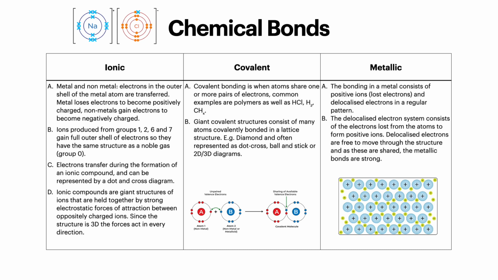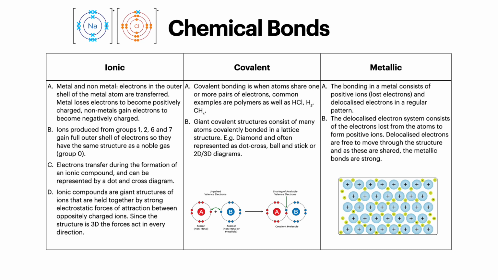Electron transfer during the formation of an ionic compound can be represented by a dot cross diagram. Just like I said about the little image above the table, that's how you want to be able to draw it. Ionic compounds are giant structures of ions that are held together by strong electrostatic forces between the oppositely charged ions.